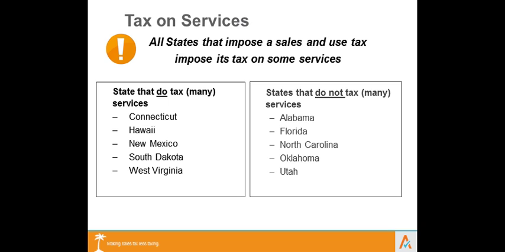What you see is that all states that impose a sales and use tax impose its tax on some level of services. States that tax many services: Connecticut, Hawaii, New Mexico, South Dakota, and West Virginia. But there are also states that don't tax many services, like Alabama and Florida and Oklahoma, etc. Those trends are likely to change.